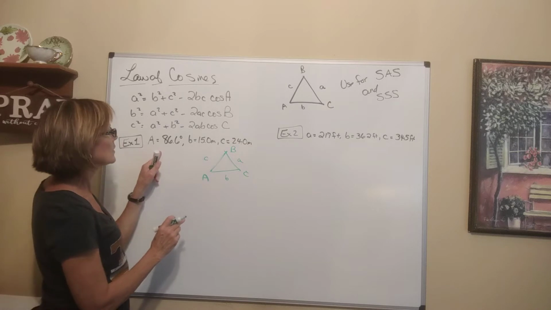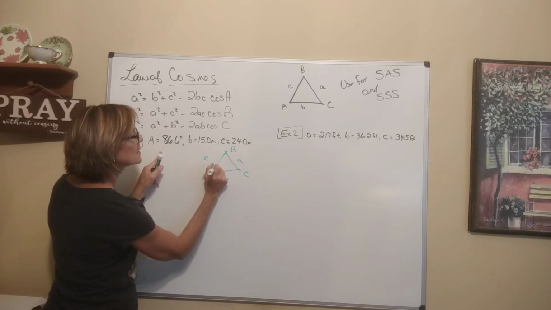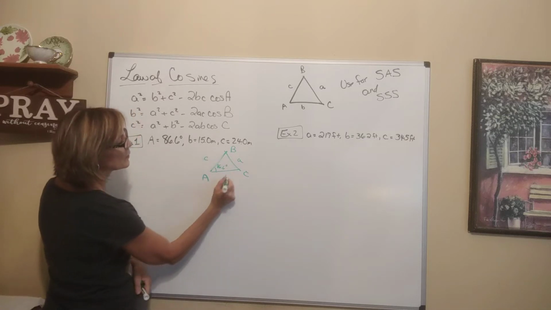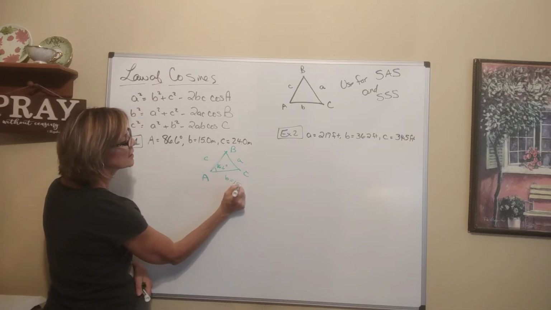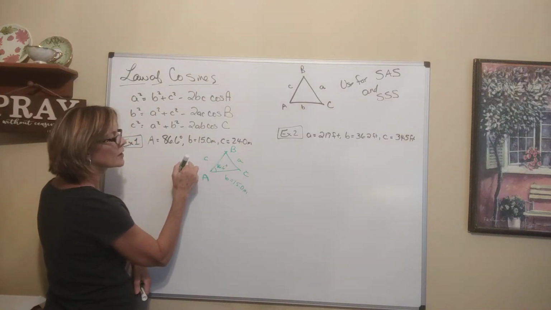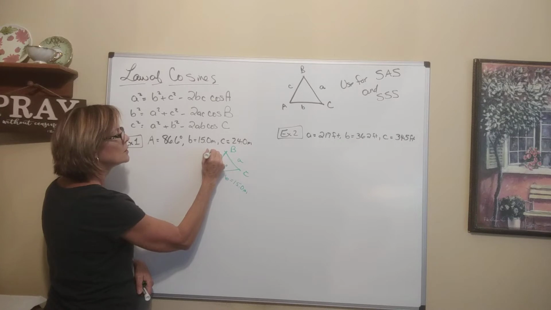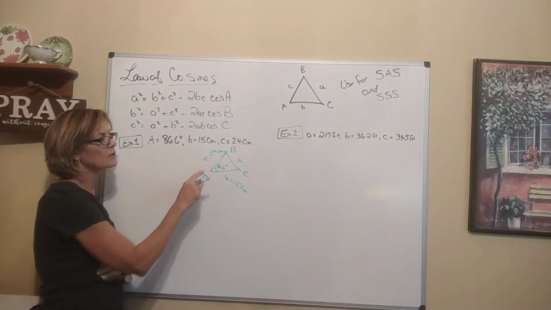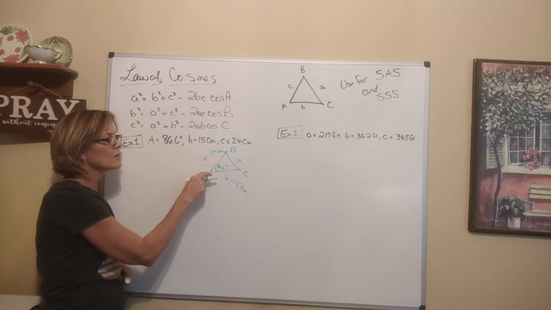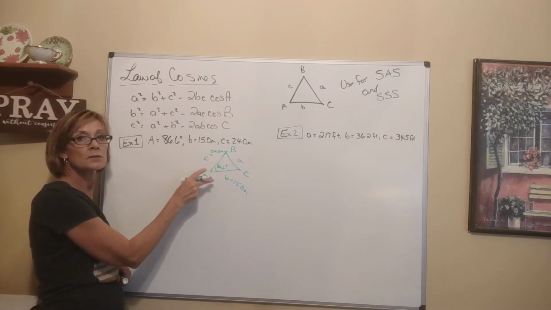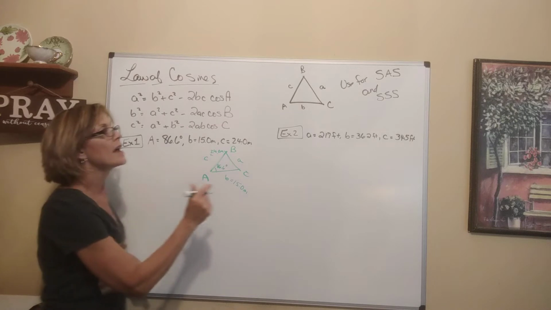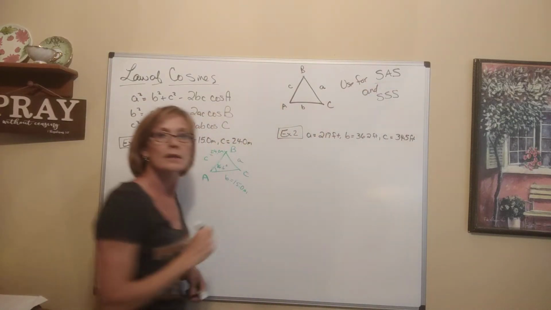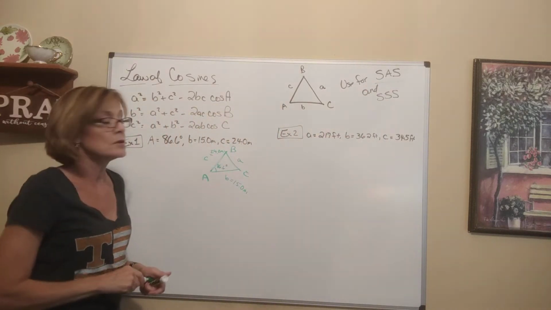So what did they give us? They said that angle A right here is 86.6 degrees. They said that little b is equal to 15.0 meters, and that little c over here is equal to 24.0 meters. If you look at the information they give you, a side, an angle, and a side. The angle is enclosed by the two sides that are given. That qualifies as being side angle side, so that means we're going to use the law of cosines.